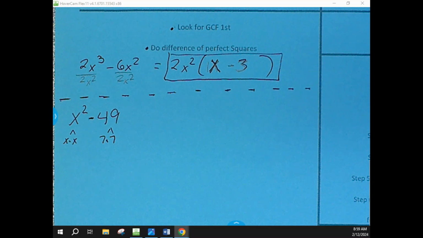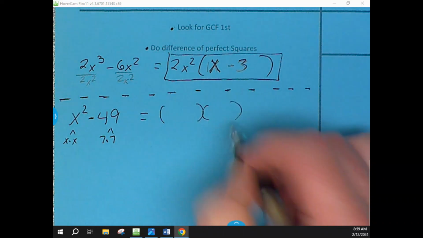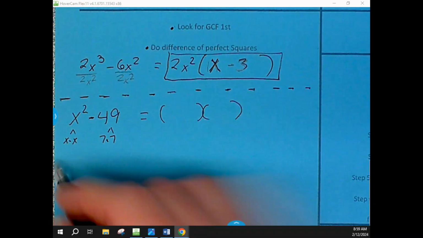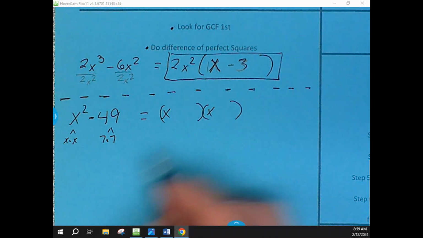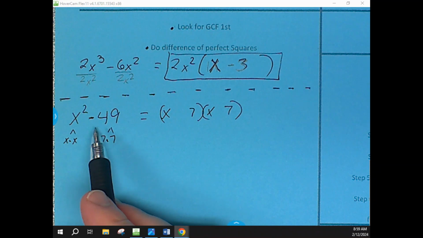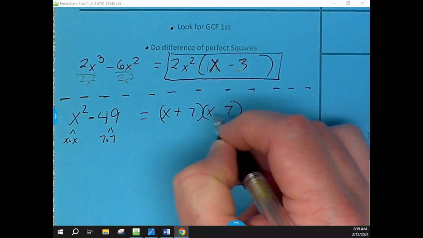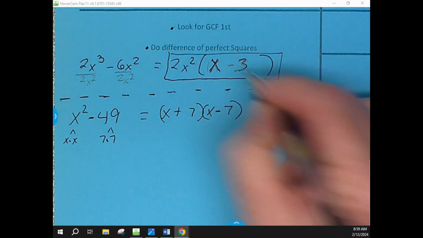And if that's the case, then here's what you're going to do. We're going to need 2 sets of parentheses here. So what we're doing is like reverse FOIL method. If you remember doing the FOIL method, we're basically doing reverse FOIL. We're going to put the x's first in the parentheses. The 7 is going to go last in both parentheses. And since it's a negative 49, the only way to get a negative is if one of these numbers is positive, the other one's going to be negative. And there you go. And that's it. That's all you got to do.